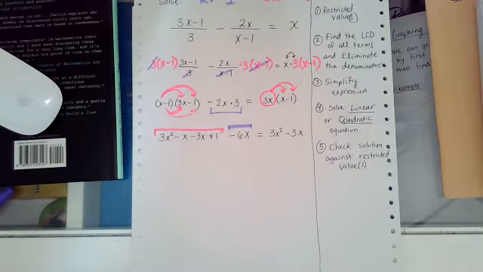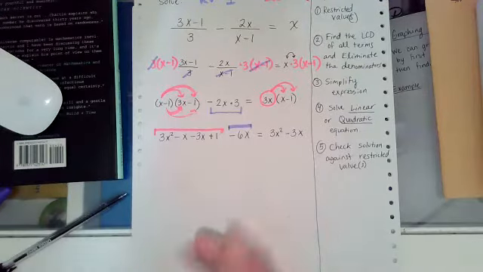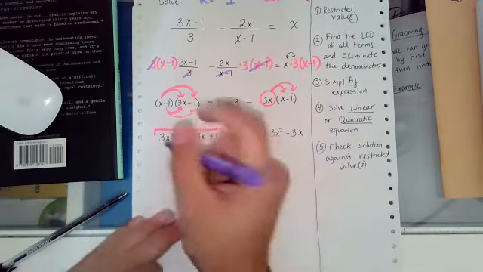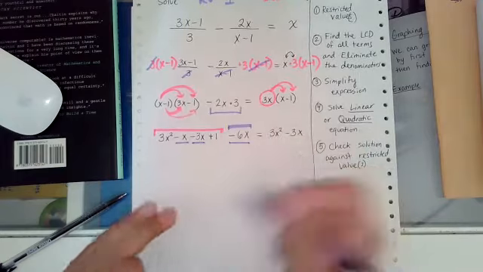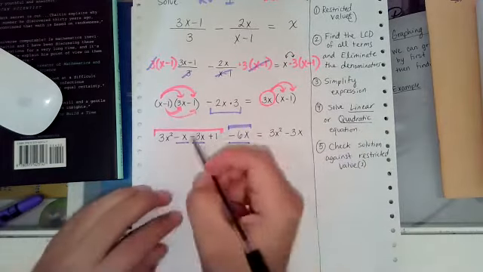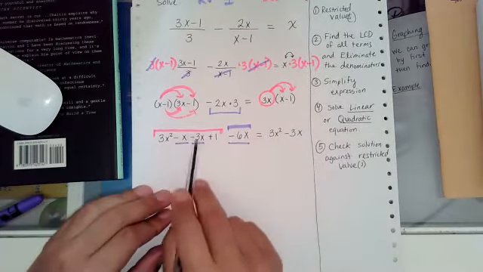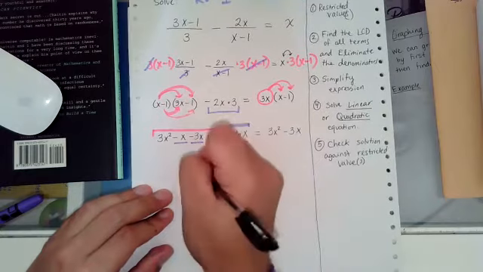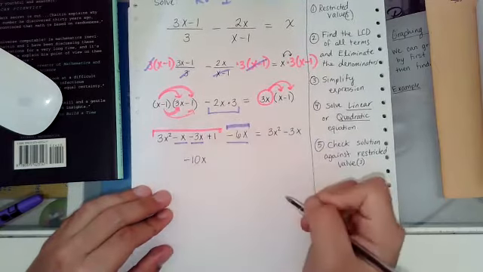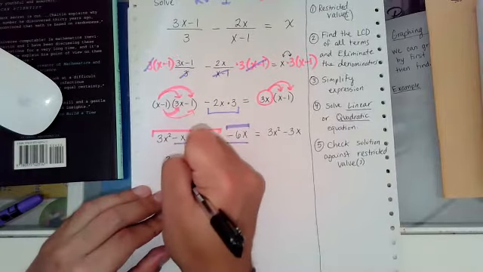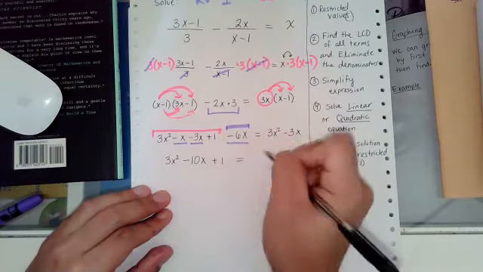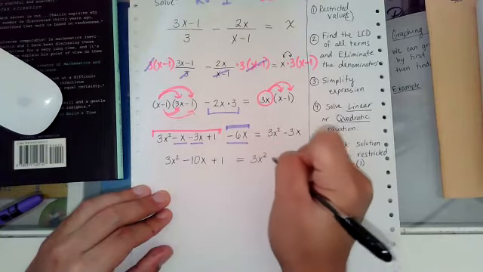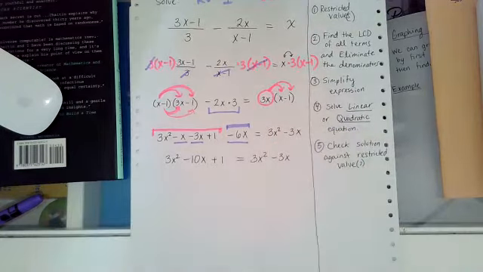Now we're going to combine terms on the left-hand side, whatever like terms. So we have negative x, negative 3x, and negative 6x. So that'll be -1, that'll be -4, and then that'll be -10, negative 10x. And we'll just bring the 3x squared and the +1 down. And that's equal to 3x squared minus 3x, okay?